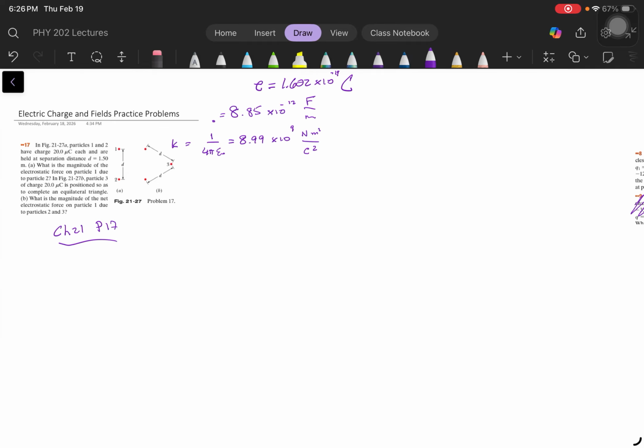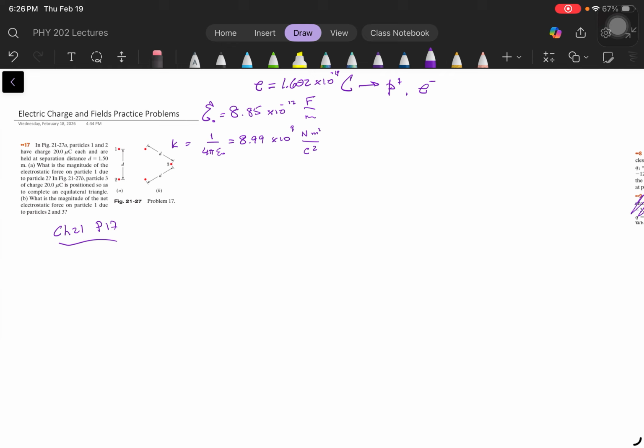So we're just gonna go through right now and do a couple practice problems, one from chapter 21, one from chapter 22. I just put my constants here. We have the elemental charge, 1.602 times 10 to the negative 19 coulombs. This is the charge of either a proton, if it's positive, or an electron, if it's negative. And then we have epsilon naught, and we have K, which is 1 over 4 pi epsilon naught. So let's get started with problem 17 from chapter 21.